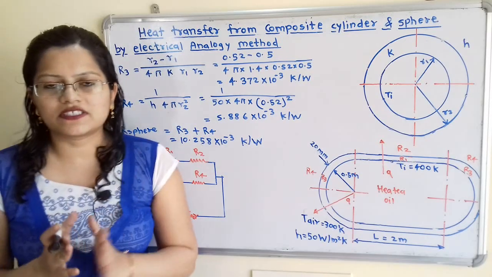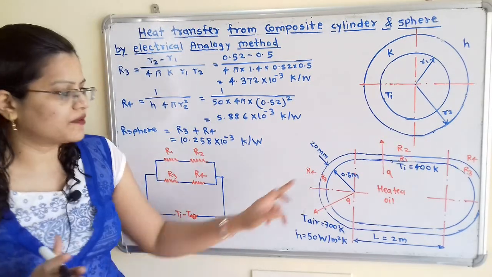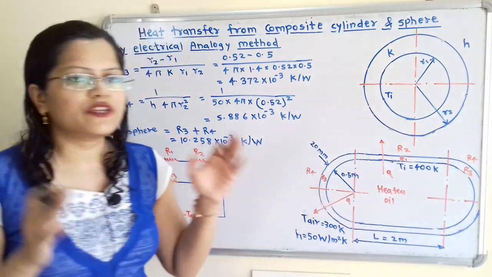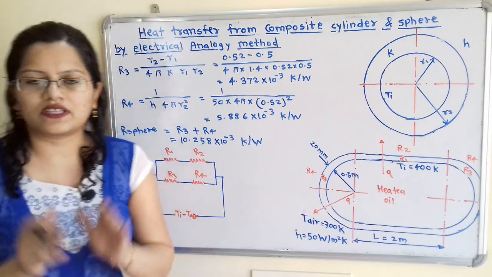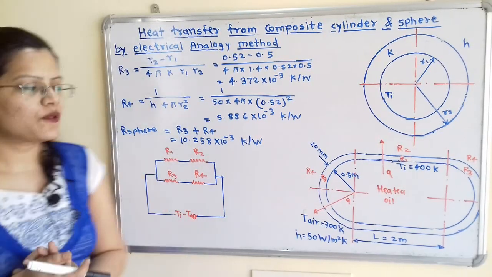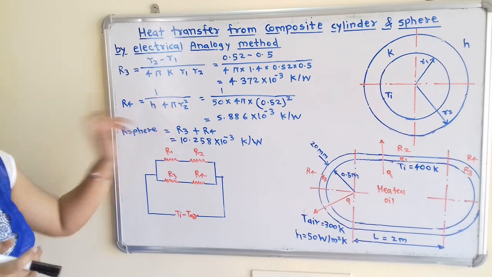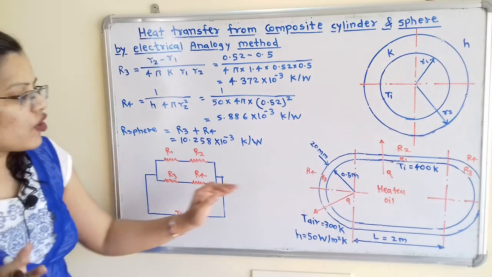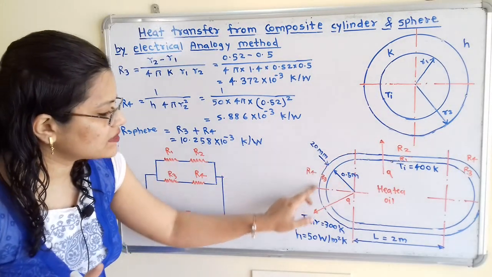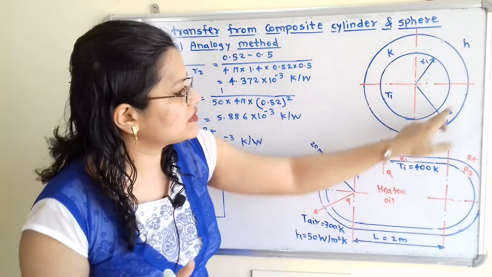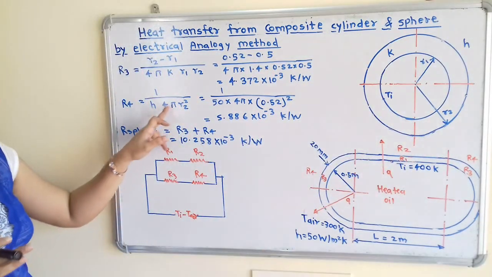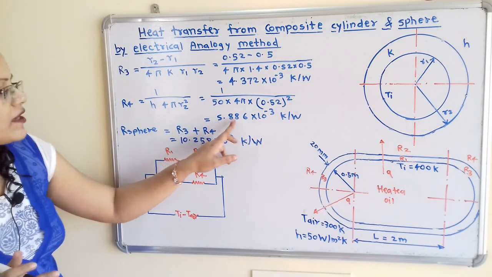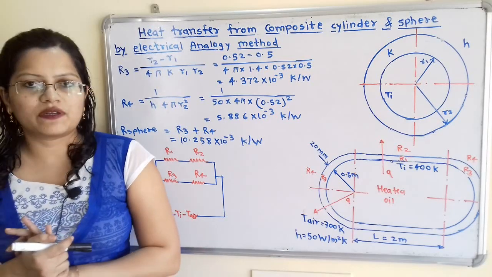Now R4 is the resistance for the convective heat transfer from the hemisphere. This R4 is also for two hemispheres, so we will use the formula for the complete sphere for the convection heat transfer losses, that is 1 divided by H A. What is the area for the total sphere? If we observe, the air is in contact with the outer surface, and this outer surface has radius R2. So we will use 4 pi R2 squared. If we calculate this, we will get 5.886 into 10 raised to minus 3 Kelvin per watt.